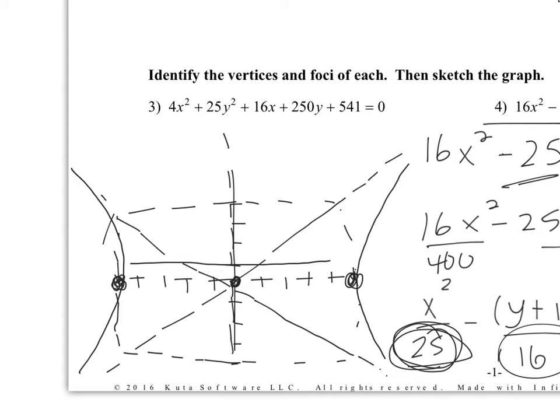Of the hyperbola. And we're just missing the foci, and the foci have the formula c squared equals a squared plus b squared. 25 plus 16 is 41. Square root of 41 is a little more than 6, but less than 7. So if this is 6, 7, 6, 7, the foci are going to be in between, right about there.